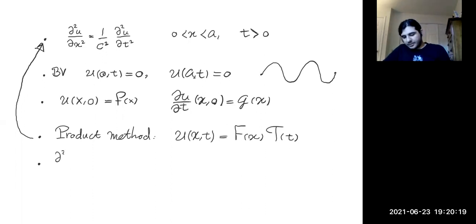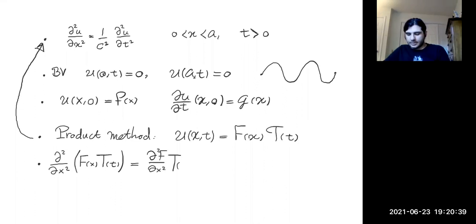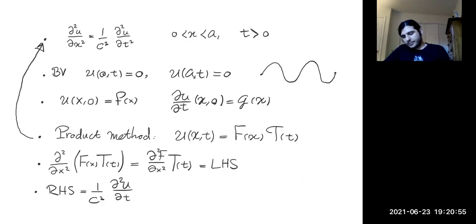So the second derivative of u with respect to x. Rather than u here, we have f of x, T of t. Well, the second part is independent of x, so the derivative only applies to the first function. So we get the second derivative of f with respect to x times T of t. That would be the left-hand side of the equation. What is the right-hand side? The right-hand side is equal to 1 over c squared, second derivative of u with respect to time.